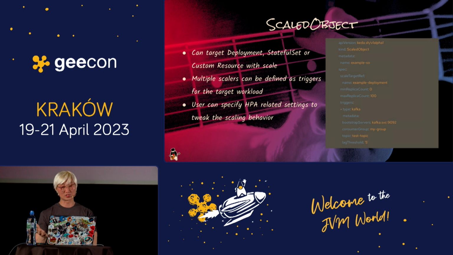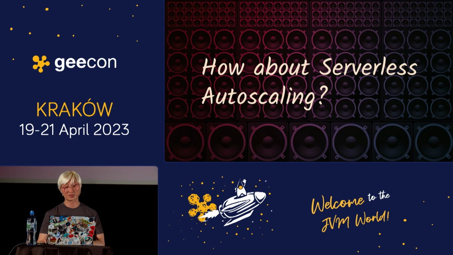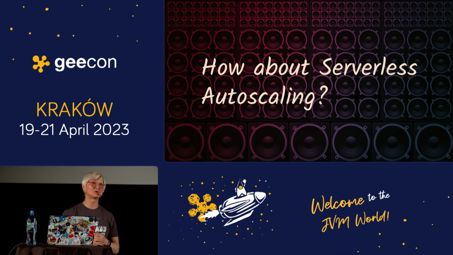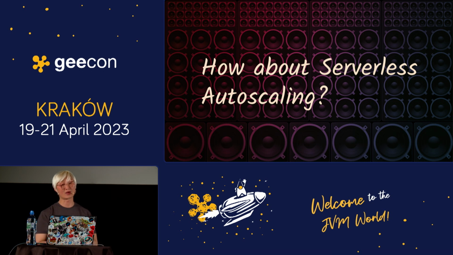Here's a quick example of a scaled object. You can see the scale target, which is one of the Kubernetes resources, and then the trigger, like a Kafka cluster, Prometheus, a messaging broker, or some cloud provider monitor, like CloudWatch in AWS. So what about serverless? As our title today says, we're going to do event-driven autoscaling, specifically for serverless Java applications.